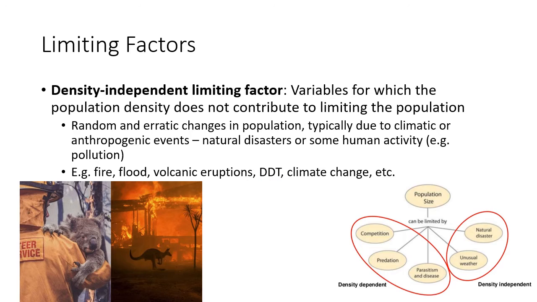Okay, so for example, a couple years ago, there were really bad forest fires in Australia. And it doesn't matter how many koalas are in the forest. There can be 1 koala per hectare, or there can be 100 koalas per hectare, but the fire happens anyway, and the decrease in koala population size has nothing to do with the number of koalas per hectare. It can be 1 or 100 koalas per hectare, and that doesn't influence the fire at all. Okay, so unusual weather, climatic changes, natural disasters, and some human impacts are great examples of density independent limiting factors.